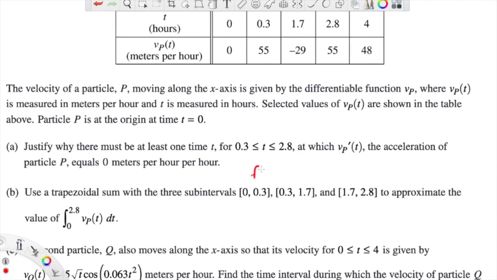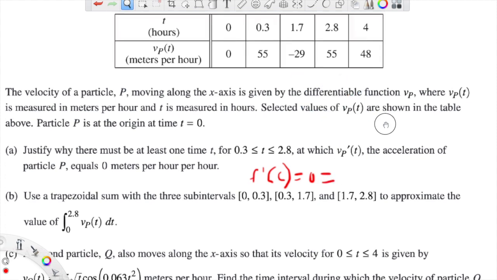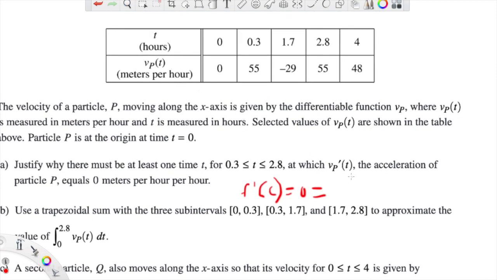So v prime of c will be 0 on this interval. And that's going to be v(2.8) minus v(0.3) over 2.8 minus 0.3. That's just going to be 55 minus 55 over 2.8 minus 0.3. And we've pretty much proven the point, that you're going to have some point c on that interval where the derivative at that point is going to equal this secant line right here.